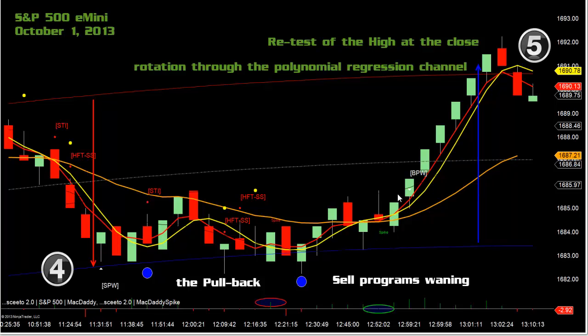The result of the initiated buying was that the S&P auctioned above the low at 1683 and traded back up to the earlier high at 1690, located at the upper band of the polynomial regression channel. This is just one of many numerous examples of the mathematical modeling techniques developed by Follow the Bots.